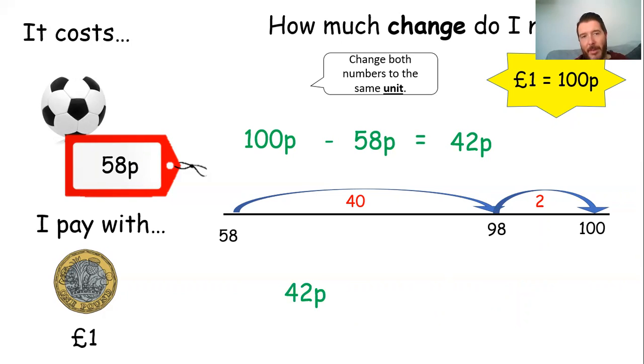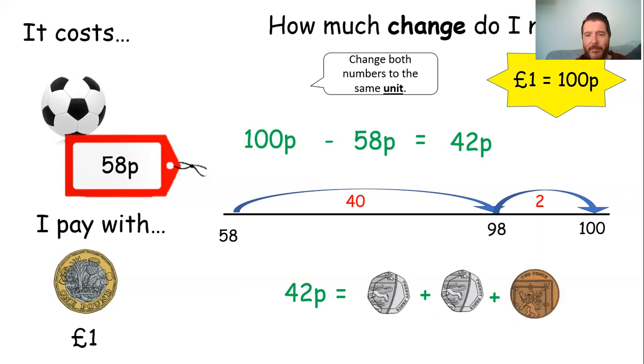Now, how do I make 42p? Do I have a 40p coin? No. But 2 20s is 40. Do I have a 2p coin? Yeah. 42p. There's your change.